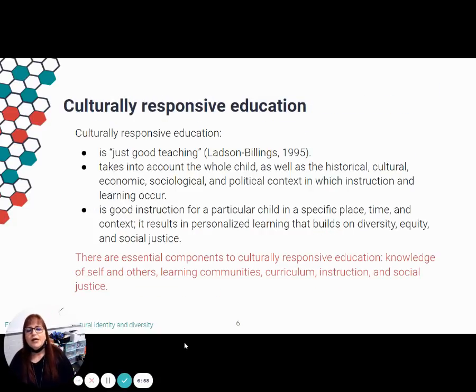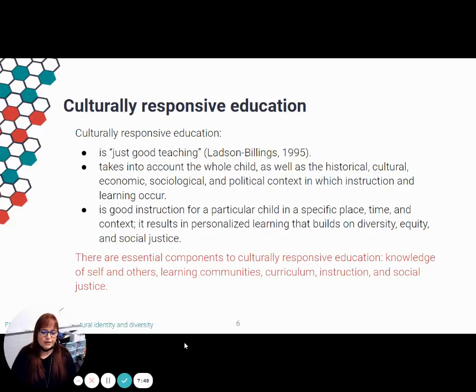Okay, so why are we doing this training? Why should we learn about culture? Well, because we want to have an environment that is culturally responsive in education. And culturally responsive education is just good teaching, says Ladson-Billings. It takes into account the whole child as well as the historical, cultural, economic, sociological, and political context in which instruction and learning occur. It is good instruction for a particular child in a specific place, time, and context. It results in personalized learning that builds on diversity, equity, and social justice.